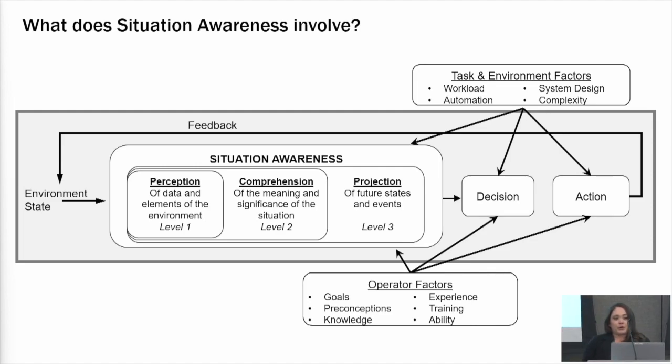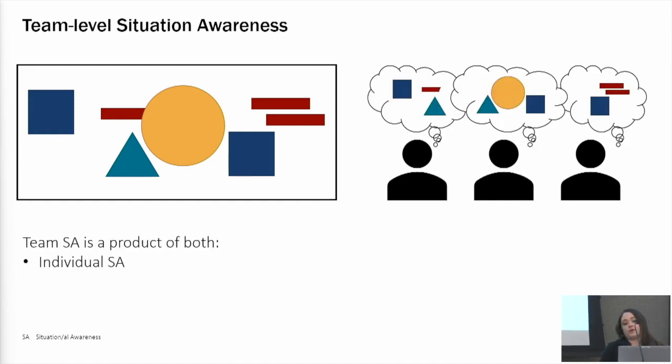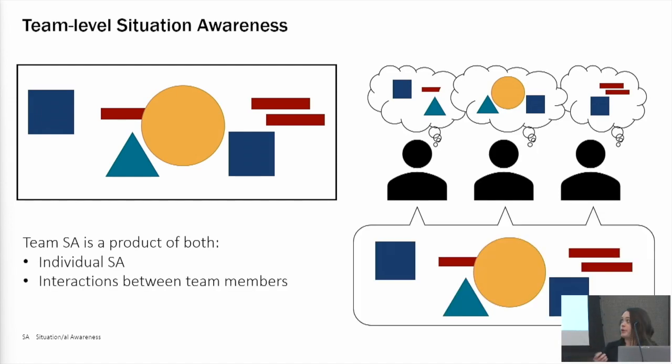So it becomes much more complicated when we are talking about people working in teams to maintain or use situation awareness. When we think about team level situation awareness specifically, we are talking about some kind of objective truth, some ground truth picture of a situation, and we are talking about the product of both those individuals and their own situation awareness, as well as how those people are interacting with one another to form this single collective team level situation awareness or shared understanding.